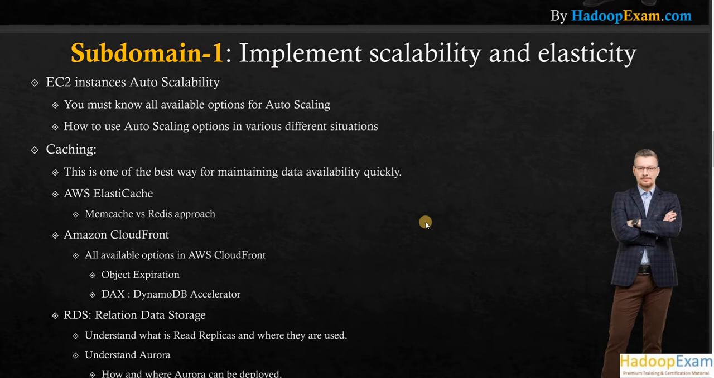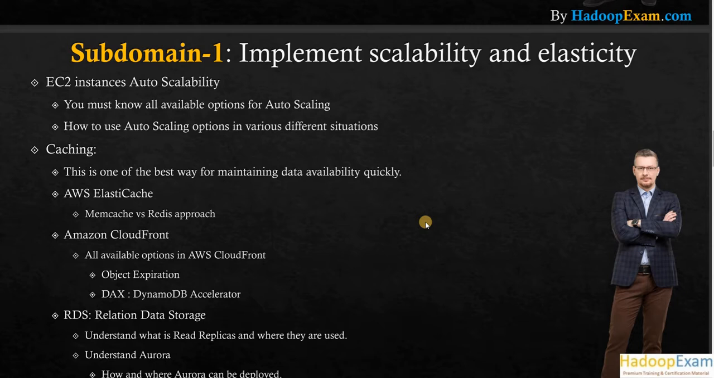This is one of the best ways for maintaining data availability quickly. It's region specific, geography is also involved here. So in which geography what data should be available and how quickly, and you should not cache your entire data. Only frequently accessed data should be cached. So you should know how to differentiate this frequently accessed data.